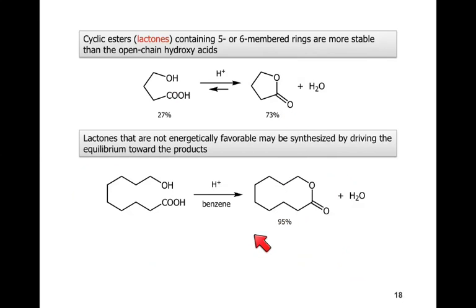Larger lactones are not as entropically favorable, and so you don't get a very good yield of them at equilibrium. But if you put in an azeotroping solvent like benzene and distill out some of that solvent, it will remove the water and thereby push the reaction past the equilibrium position, and you actually get very good yields. So you can see in this case our 10-membered lactone, we can get a 95% yield.